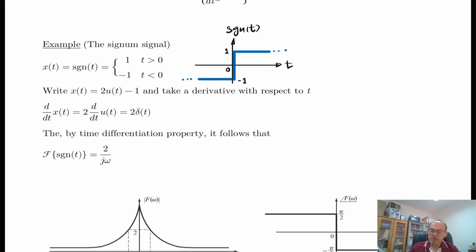Now we want to find the Fourier transform of this one. The Fourier transform of this one is not straightforward. It's quite tricky. We have to use some tricks. We cannot use the definition of the Fourier transform directly on this one because there is a discontinuity at time 0. So instead we're going to write x(t) as 2u minus 1.